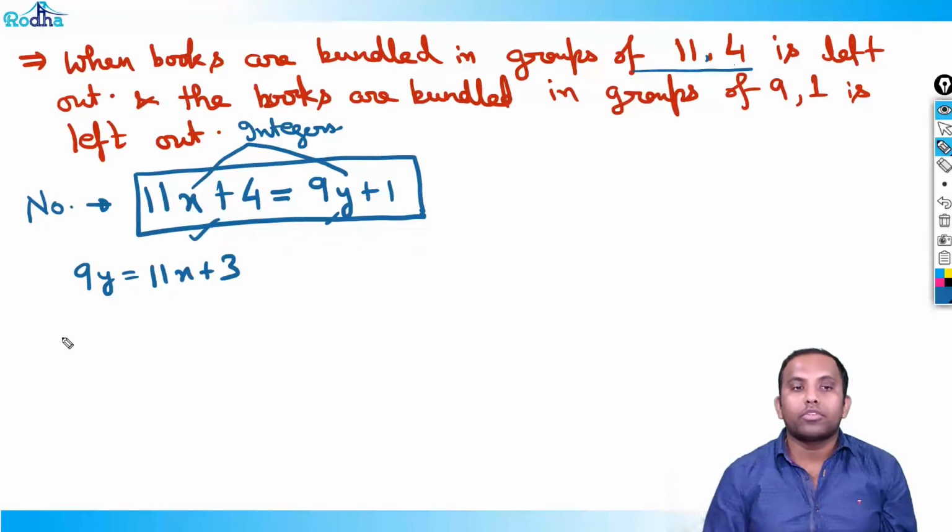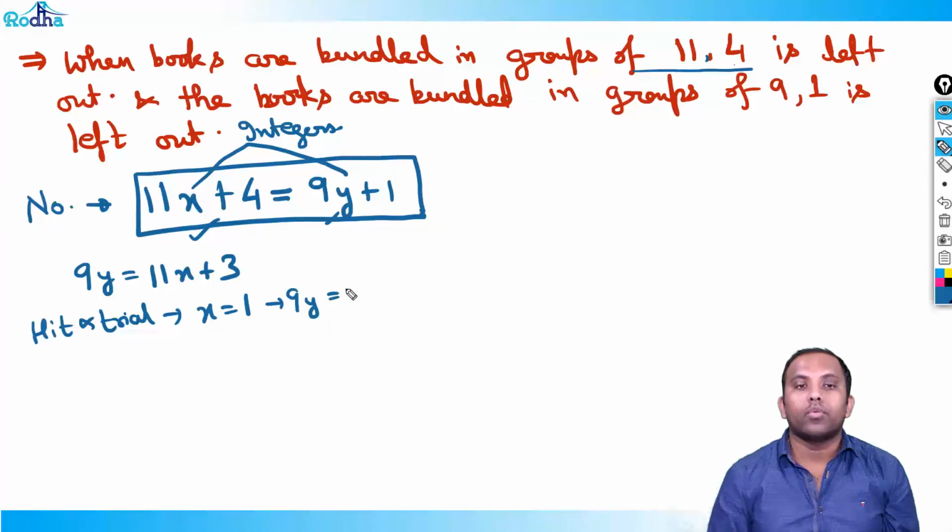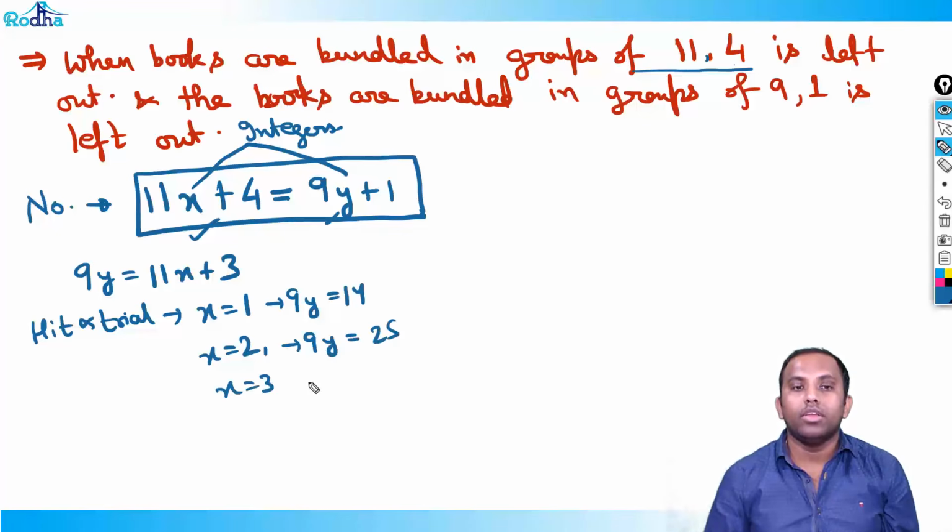Now we have to do some hit and trial here and check at what value of x I'll get y equal to 1. So at x equal to 1, I'll get 9y equal to 14. Y is not an integer. At x equal to 2, we'll get 9y is equal to 25. Again, y is not an integer. At x equal to 3, we get 9y is equal to 36, that is 11 into 3 plus 3. Here you get y as an integer. Y is equal to 4. That means y equal to 4 is satisfied.